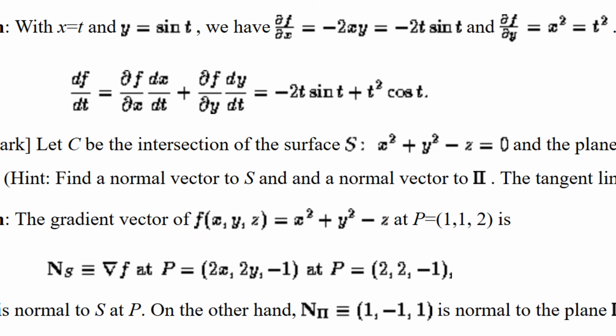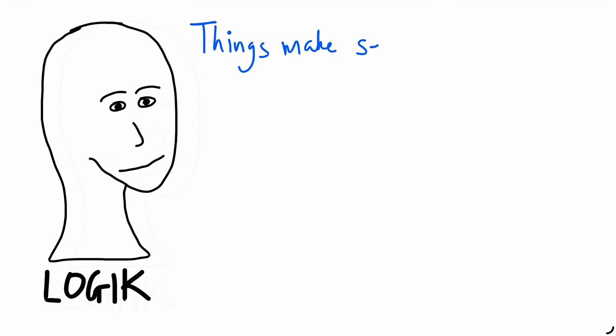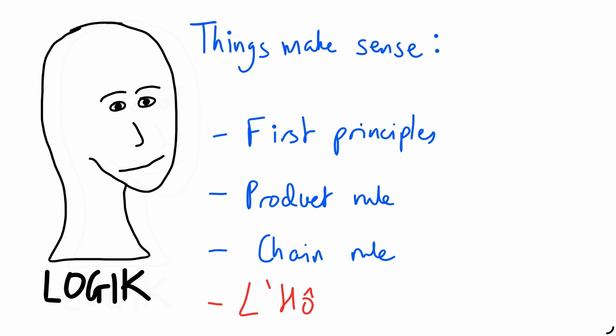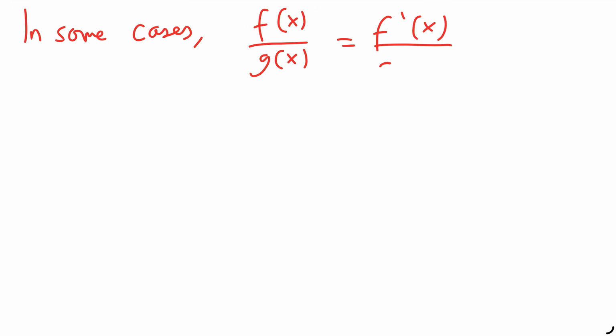Calculus can be pretty difficult, but most of the time things make sense. It's not too difficult to differentiate from first principles or derive the product or chain rule, for example. But there's this one really weird rule that looks like a rookie mistake. It's called L'Hopital's rule and says that in some cases, f of x over g of x is equal to f prime of x over g prime of x.